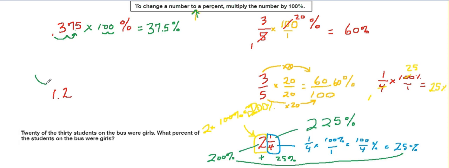Kind of like a mixed number here. I have a whole, and then I have 2/10. So the whole is 100%. That's this part. This part, you can multiply by 100%. 1, 2. That gives you 20%. Put them together.